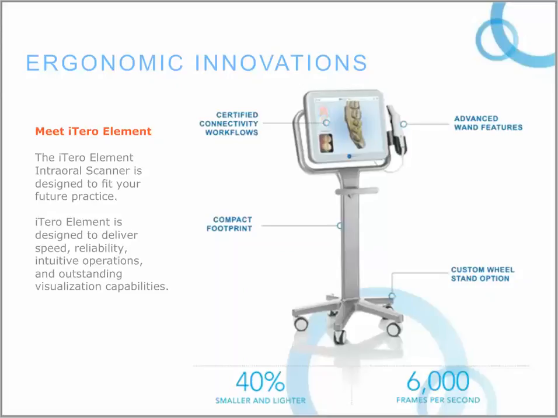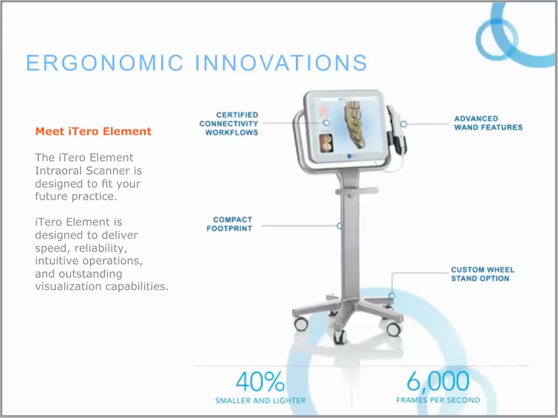We're all used to using screens now that have touch screen, and this is a touch screen system. Certified connectivity to different workflows. What that means is iTero has worked out different ways to send its data to prescribed receivers. For example, iTero is capable of sending its information directly out for Invisalign submission. So that's an example of connectivity that's been worked out.